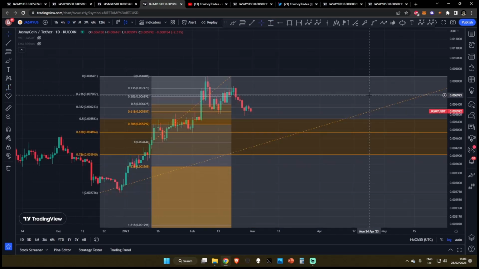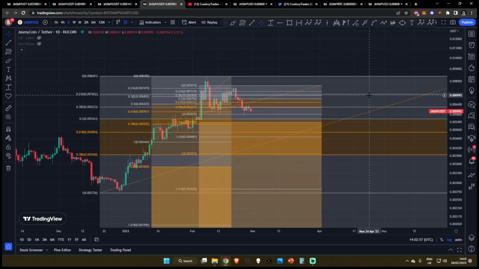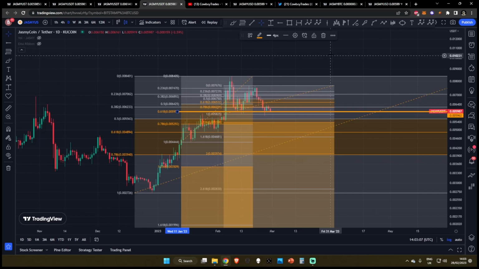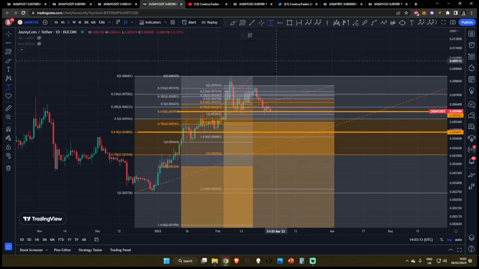Now, I personally think that if we do lose this region, the next area to target is going to be this higher time frame 618 Fibonacci. So I'm looking at this 618 Fibonacci right here, and if we do start losing this level, we're going to come down to your next 618 Fibonacci right down here, which is a pretty steep drop. So from where we are right now, we could move down about another 18%.